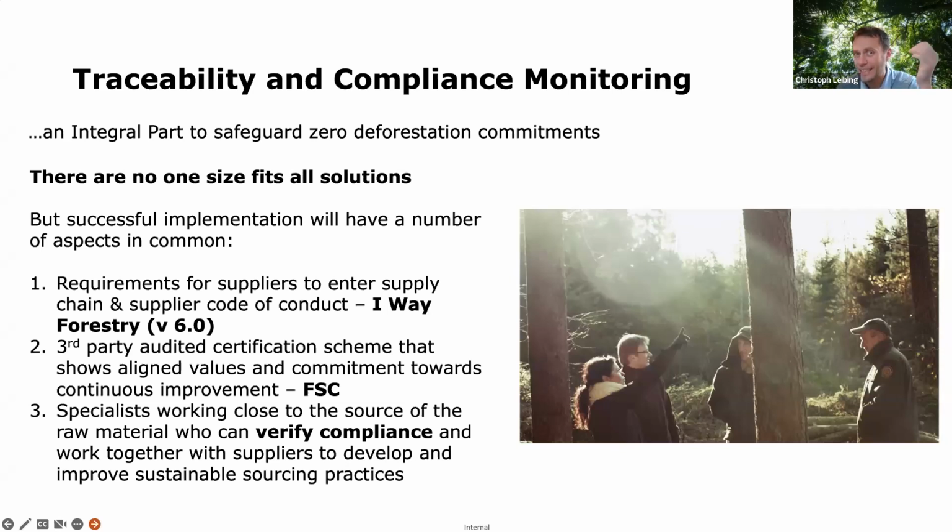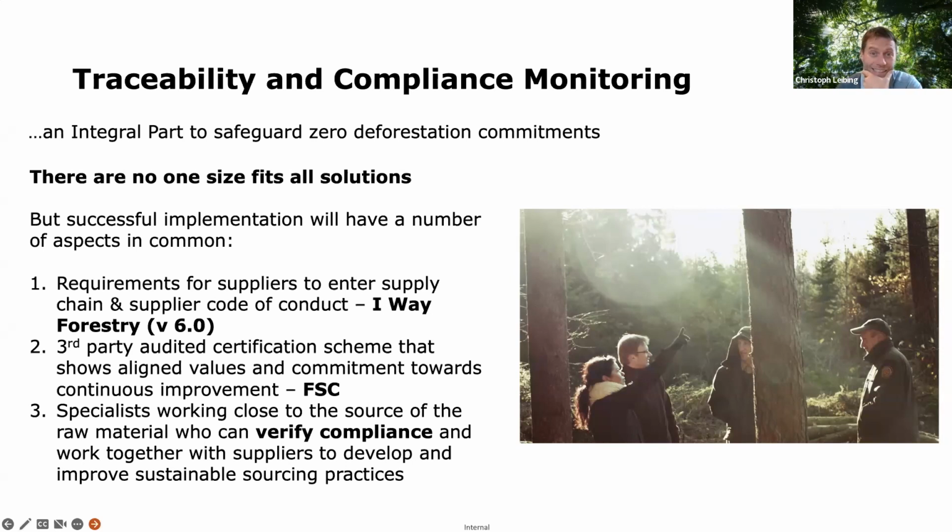Within the way for IKEA, it's called iWay, and there's a special iWay forestry section, which is now in the new version of 6.0, just now being rolled out. But then there needs to be a third-party audited certification scheme that does align with your vision and with your values. And there we did commit quite early and quite strongly with FSC as our one certification scheme that we use across all our wood supply to assure that they do meet our requirements and standards.